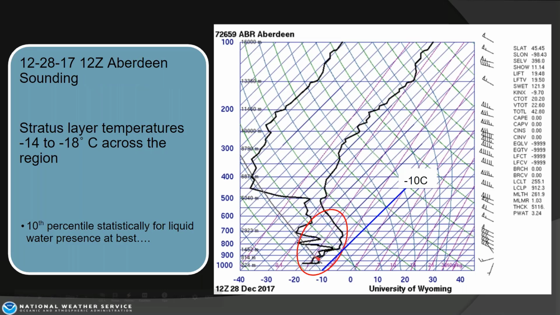And a little bit further upstream in Aberdeen, a little bit further west, more in the heart of the low level stratus, you can see that the temperatures were fairly similar, -14 to -18 in this regime. And the cloud top was somewhere around -14, I guess, with my red dot. Again, really into the probabilities of this being ice cloud and having snow as the result, right?